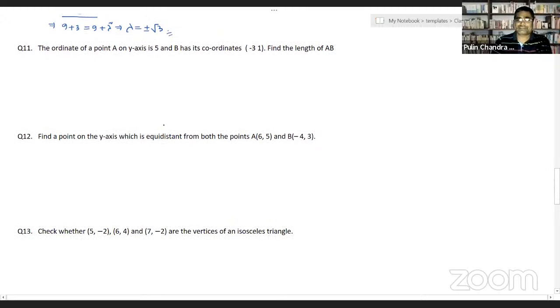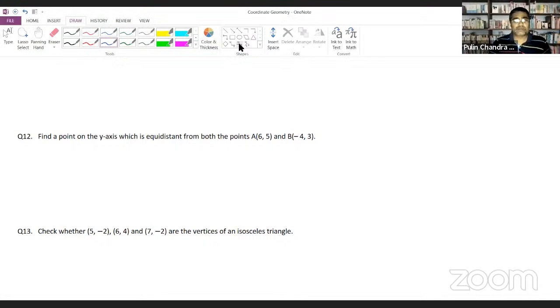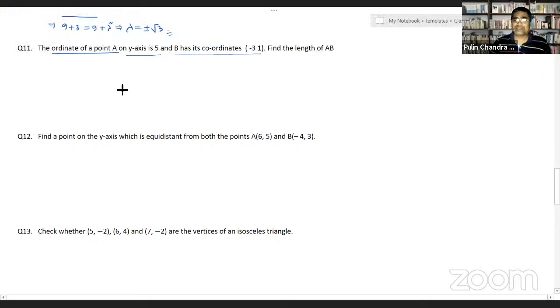ओके, क्वेश्चन नंबर 11, come to the question number 11. The ordinate of a point A on y-axis is, sorry, coordinate नहीं, ordinate. Ordinate means y coordinate. कोई एक पॉइंट जो y एक्सिस में है उसका ऑर्डिनेट, मतलब y कोऑर्डिनेट is 5 and B has its coordinate as -3,1. अब लेंथ ऑफ AB निकालो. ये भी देखो, जब तक ये प्रॉब्लम हम लोग विजुअलाइज नहीं करेंगे तब तक हमें लगेगा नहीं कि ये इजी है, बट ये एक्चुअली कुछ भी प्रॉब्लम ही नहीं है.